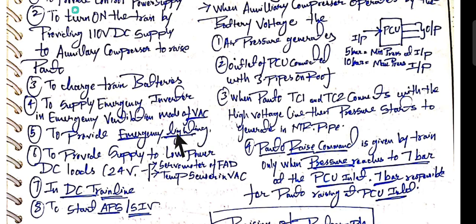To provide emergency lighting, this 110 volt DC supply is very necessary, right? For example, if your train is not working, if the train is completely dead, then at least the light of the train should glow for the proper indication that your train is not working, right? So that's the reason 110 volt DC supply is equally important to provide emergency lighting.